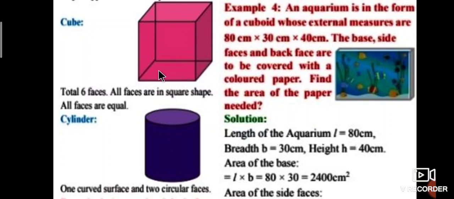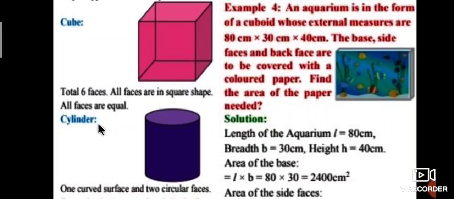This is the cube. Total six faces. All faces are in square shape. All faces are equal.